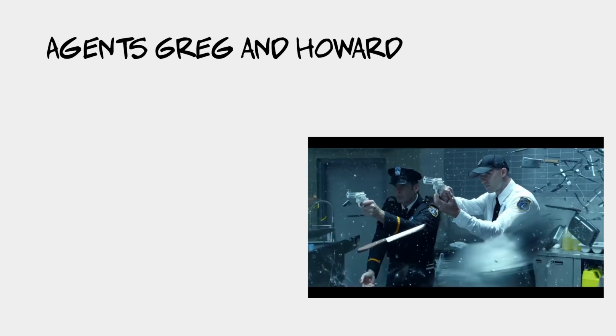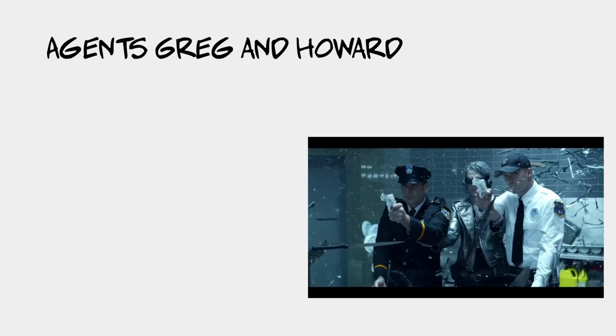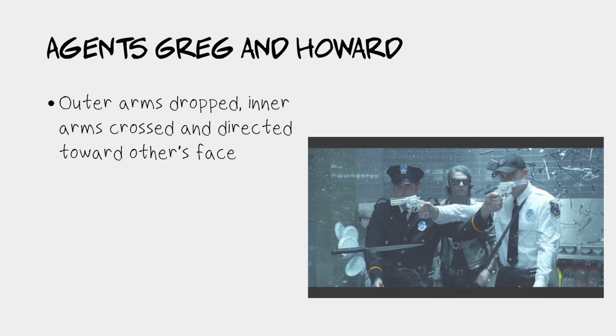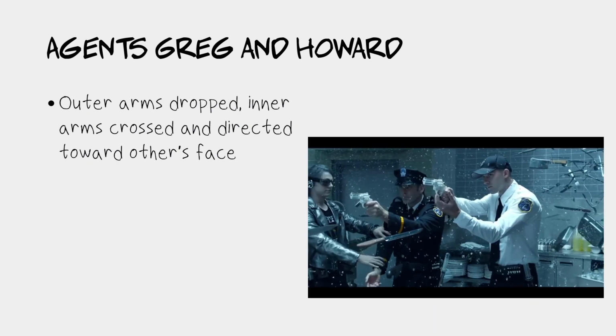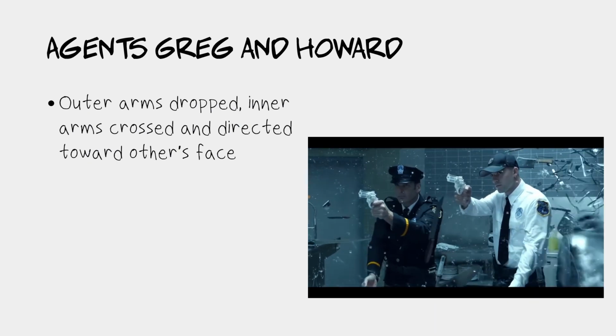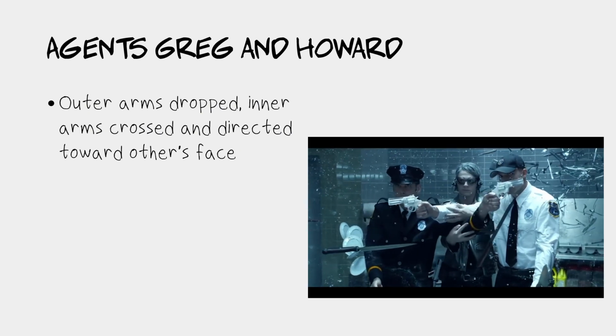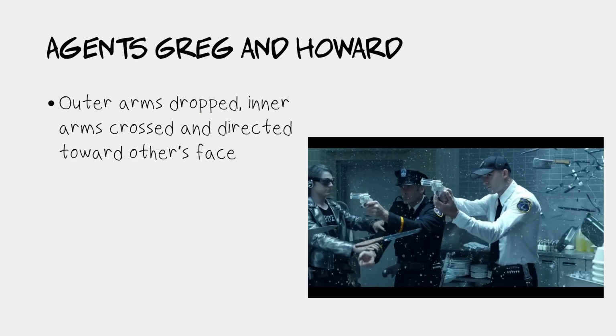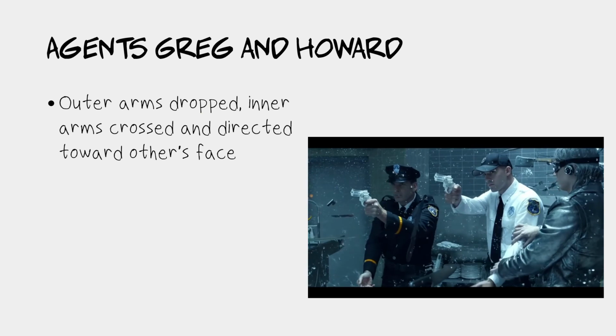All right, then I don't know if Quicksilver is getting bored by this point in the fight, but he starts to get a little more creative here. Agents Greg and Howard are standing next to each other. So this is sort of like a Frank plus scenario, I'm going to argue. It ends up in a similar way, but he does a little bit more there. He drops their outer arms, and then he takes each of their inner arms and crosses them over each other such that they're hitting the other person in the face.